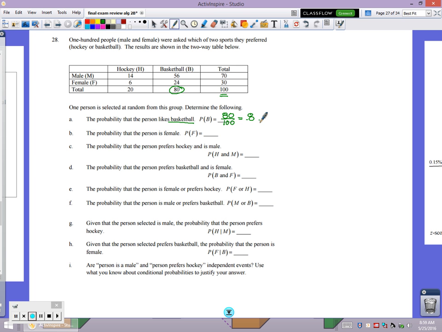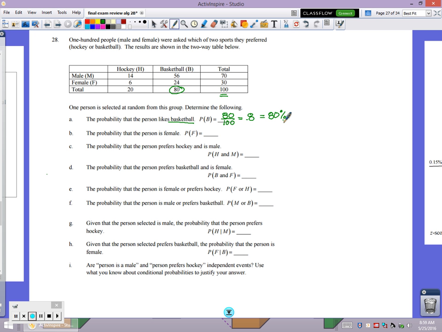Write it as a decimal. The county also says that you can write it as a percent. My preference is to write it as a decimal between 0 and 1 for probability. So we're going to go ahead and do that. But if you wrote any of those, the county says it's okay.